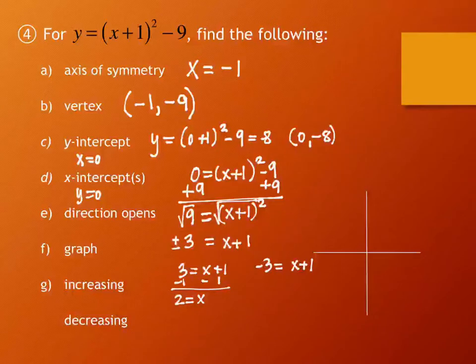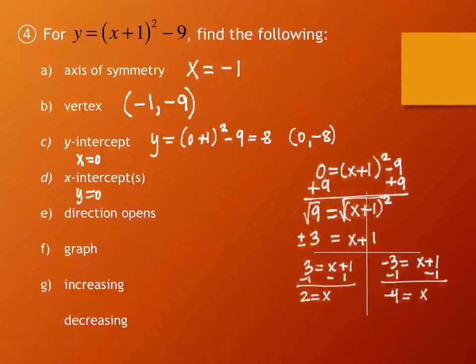Good. And over here, if I subtract my 1, what does x equal? Yep, negative 4. So those are my two x-intercepts. This time it doesn't just touch the x-axis like the last one. It actually crosses it twice.